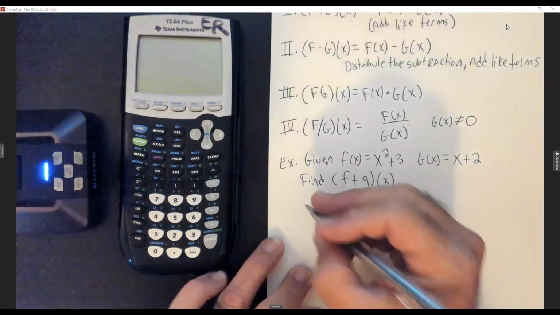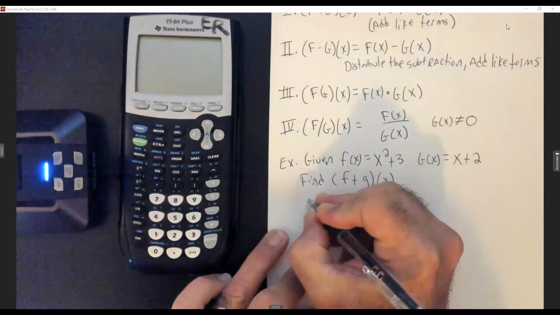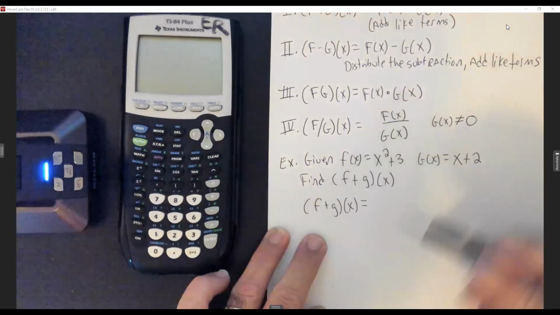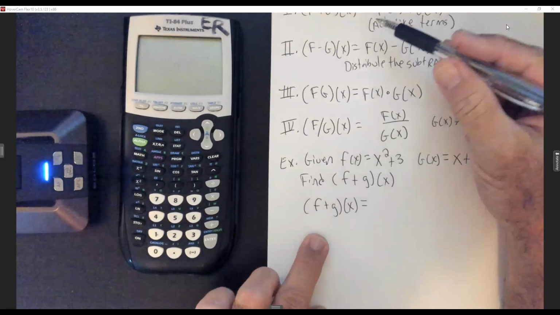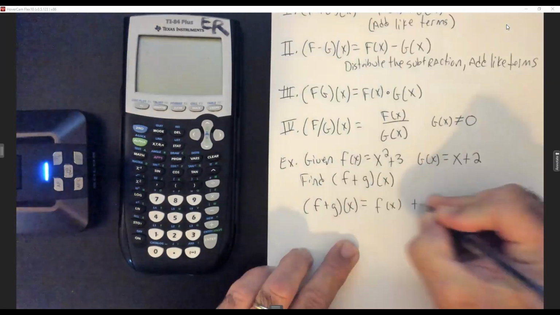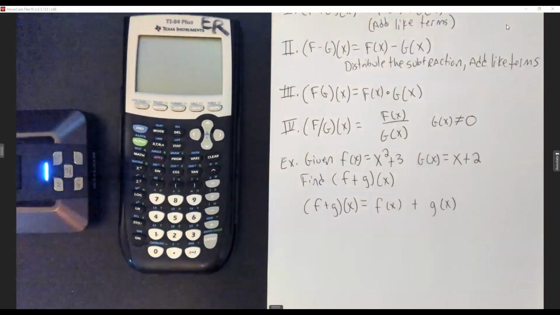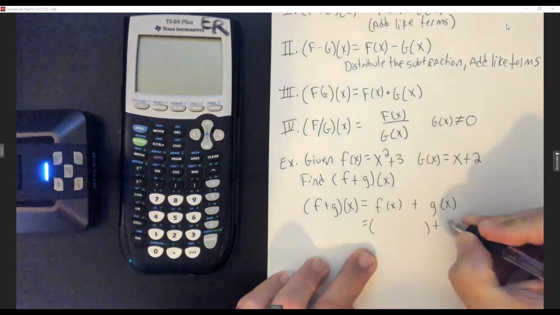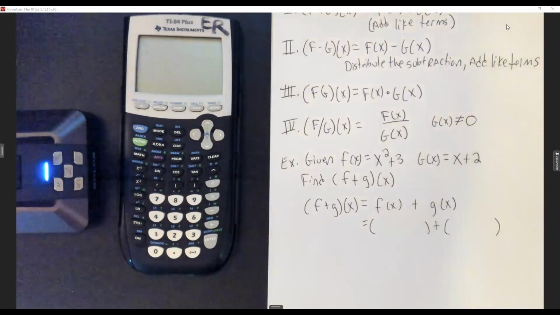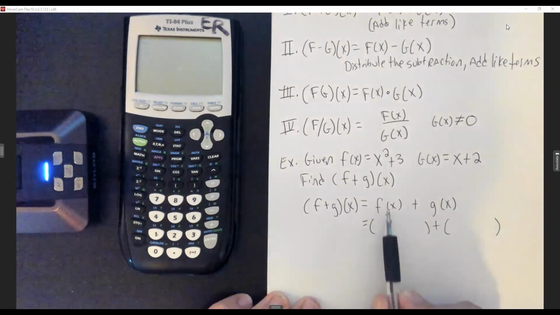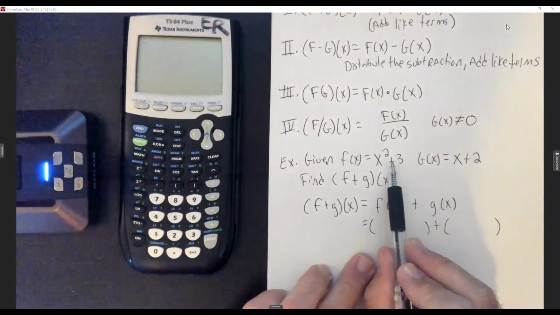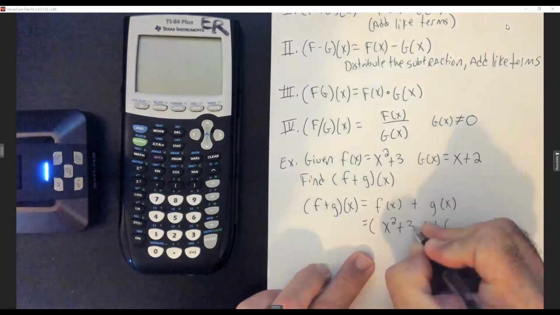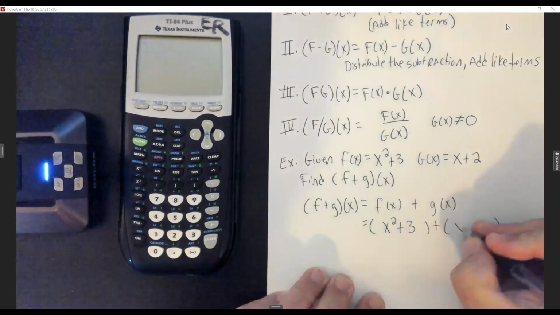So what we want to do is find f plus g of x. And up here we said f plus g of x equals your f of x plus your g of x. So I usually start out putting parentheses for these functions. And I'm going to put my f of x in here, and f of x they gave us was x squared plus 3. And then I'm adding that to my g of x, which they gave as x plus 2.